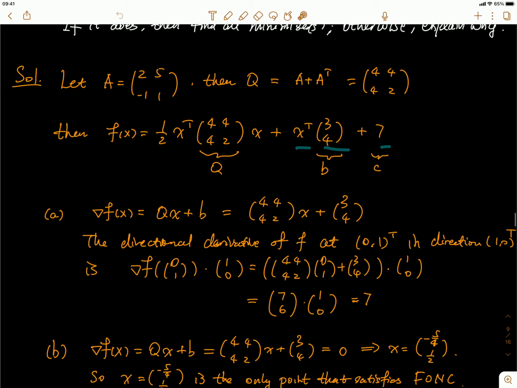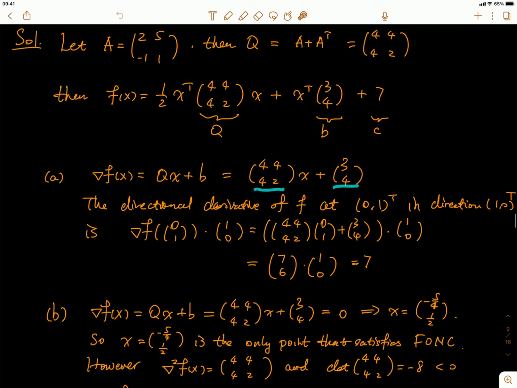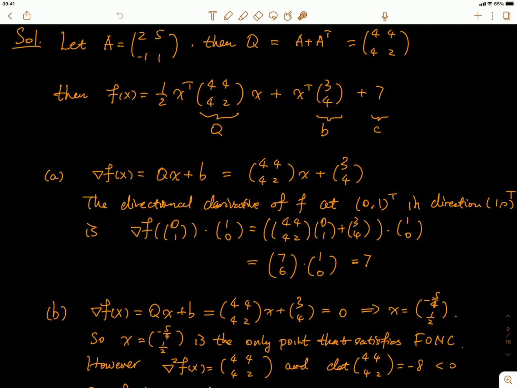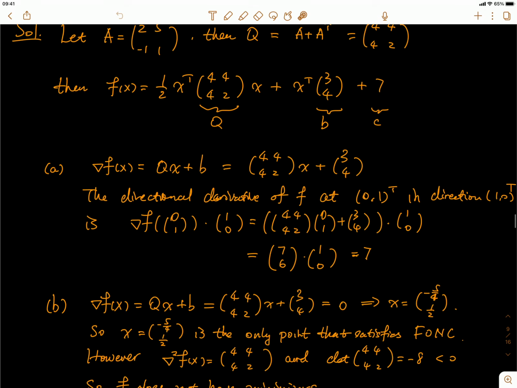Okay, so for this quadratic function, we know that the gradient is just Qx plus b. This is the Q, this is the b. I think in the standard form we may also have a minus x transpose b. Then in that case, the gradient will be just Qx minus b. Just notice that whatever you multiply to x here, it should be the b.